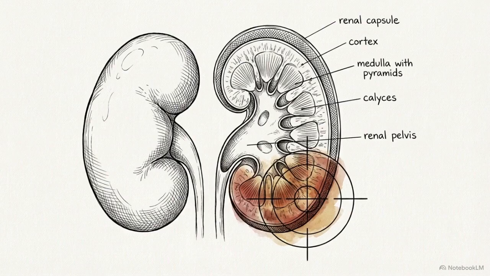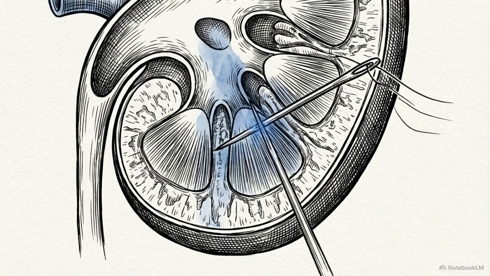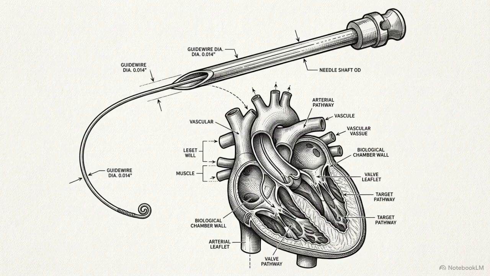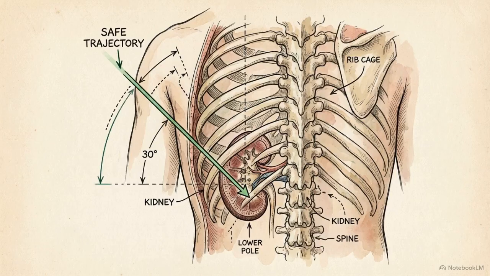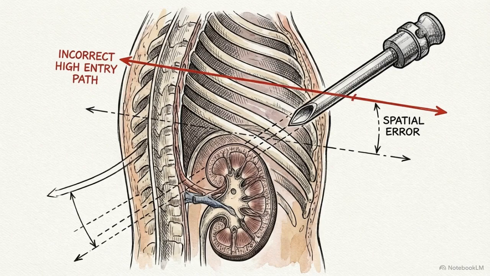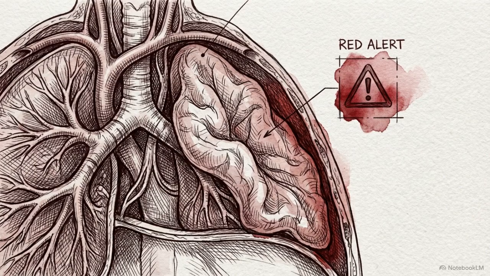Along with the correct entry vector, the needle needs the correct internal destination. The ideal target is the lower pole of a posteriorly oriented calyx. This specific location creates a straighter, less angled approach for threading the guide wire into the system. Targeting the lower pole provides a critical benefit. By keeping the needle low on the geometry, the physician actively keeps the trajectory out of the upper chest cavity, minimizing the chance of inducing a pneumothorax.